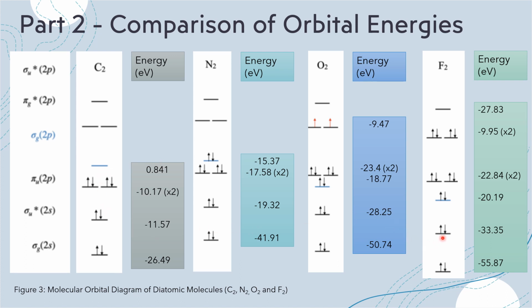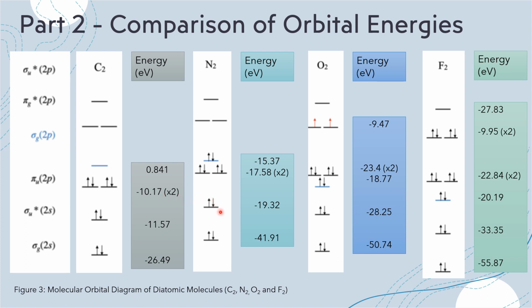The trends seen in the energies correspond well with the positions of the orbitals, as all are increasing towards 0 eV, as you can see, and have the same energies for degenerate orbitals. As you can see in carbon, these two degenerate orbitals of pi u both have the same energy levels of minus 10.17.